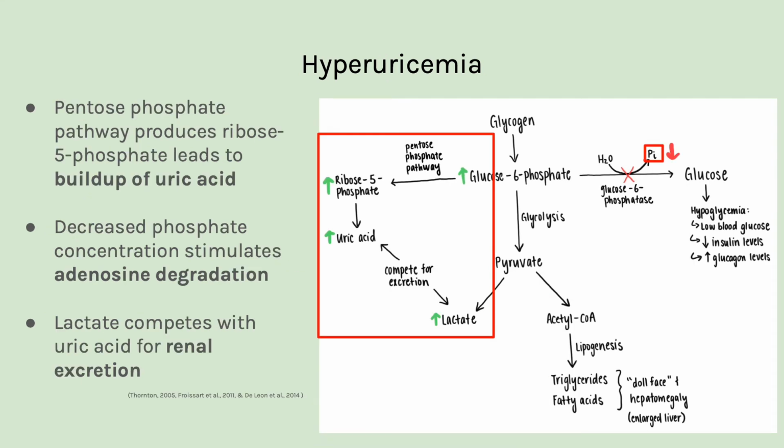With an excess amount of glucose 6-phosphate, it is used in the pentose phosphate pathway to produce ribose 5-phosphate. This production of ribose 5-phosphate ultimately creates a buildup of uric acid, leading to hyperuricemia. Additionally, decreased phosphate concentration stimulates adenosine degradation, which results in an increase in uric acid formation as well. Finally, lactate competes with uric acid for renal excretion, which also contributes to hyperuricemia.